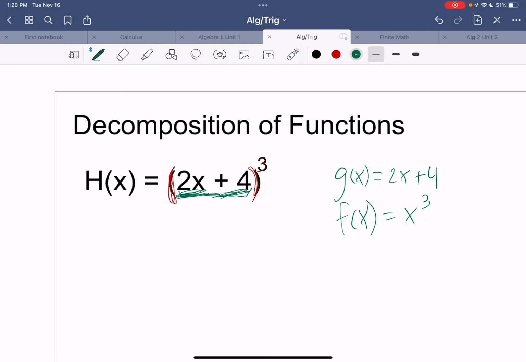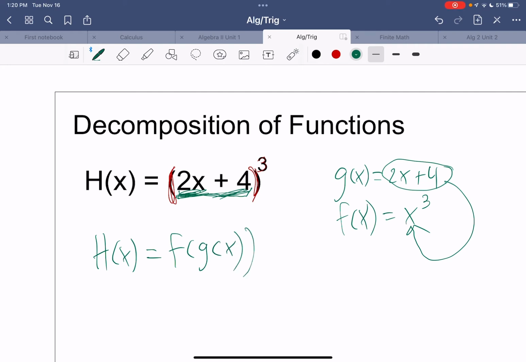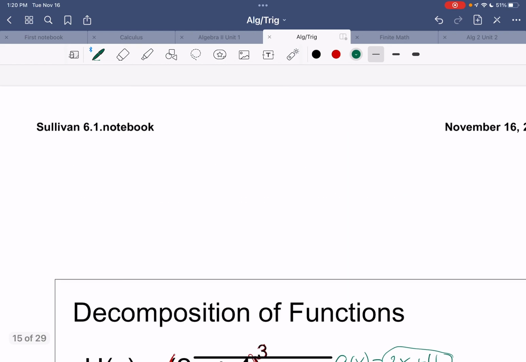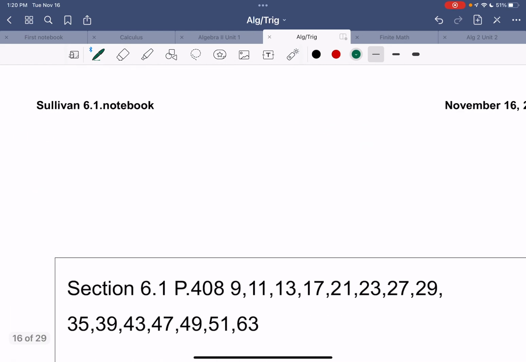So how is the H function built? The H function is taking the G function here and putting it inside the F function. So I would write f of g of x. And that's decomposing the two functions. So that's the deal here. I think that's my last example.